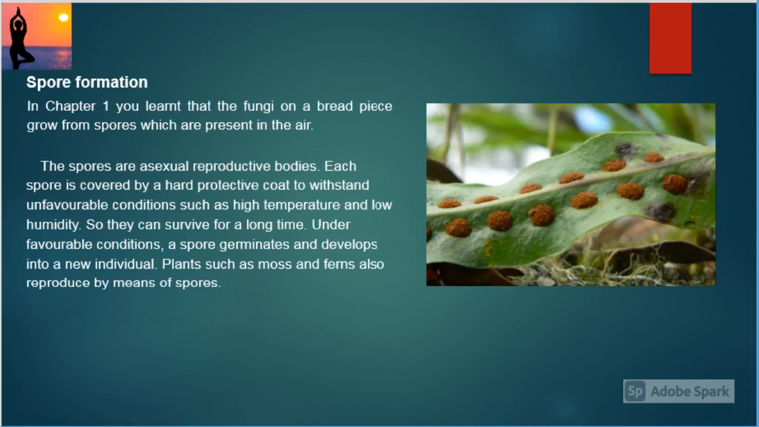Spore formation. In chapter 1, you learned that the fungi on a bread piece grow from spores which are present in the air. The spores are asexual reproductive bodies. Each spore is covered by a hard protective coat to withstand unfavorable conditions such as high temperature and low humidity. So, they survive for a long time. Under favorable conditions, a spore germinates and develops into a new individual. Plants such as moss and ferns also reproduce by means of spores.